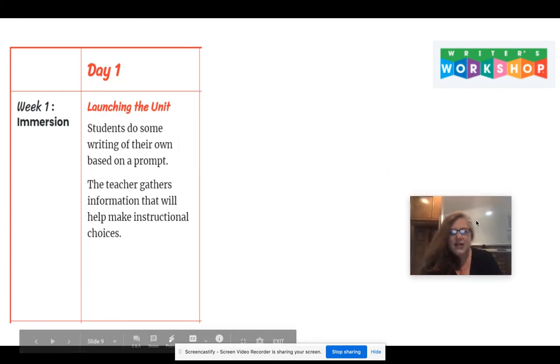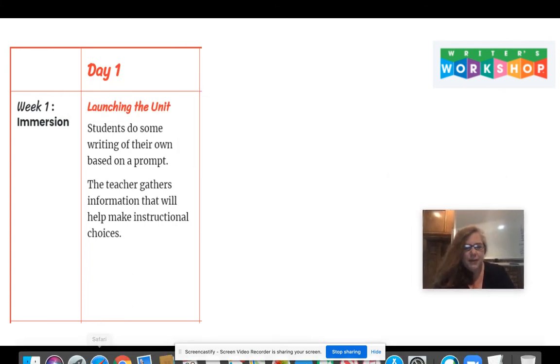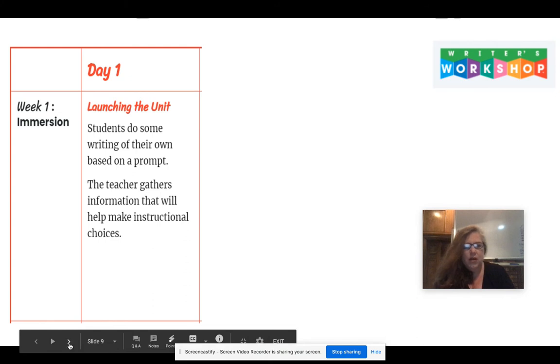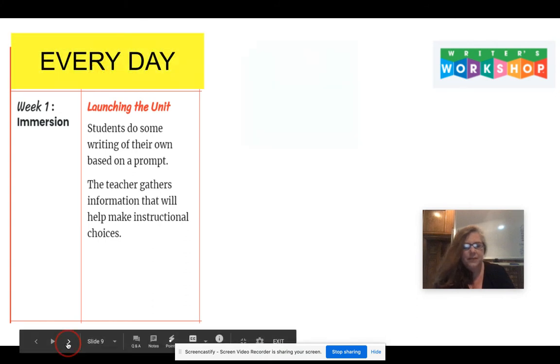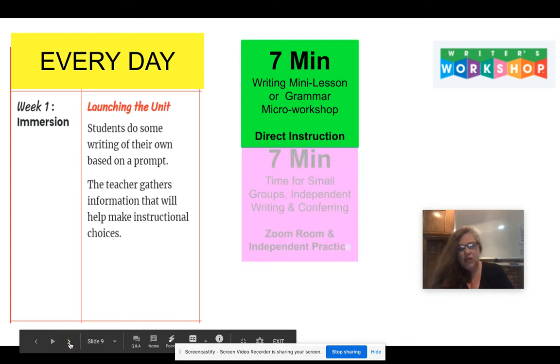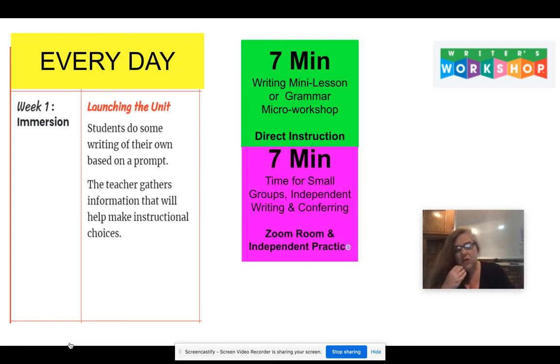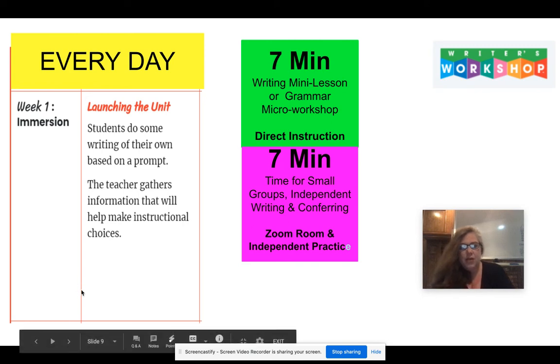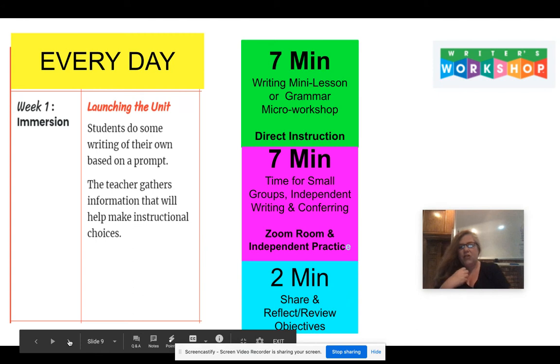So let's look at a day in the life of Writing Workshop. So every day, we have 7 minutes for our mini lesson, or it could be a grammar workshop. This would be our direct instruction. Then we have 7 minutes where we would work with a small group while the rest of the students are working independently, or we would be conferring. This might be a breakout room that we do in Zoom while the other kids are doing their assignments. And then we have our 2 minutes share and reflect and review objectives.